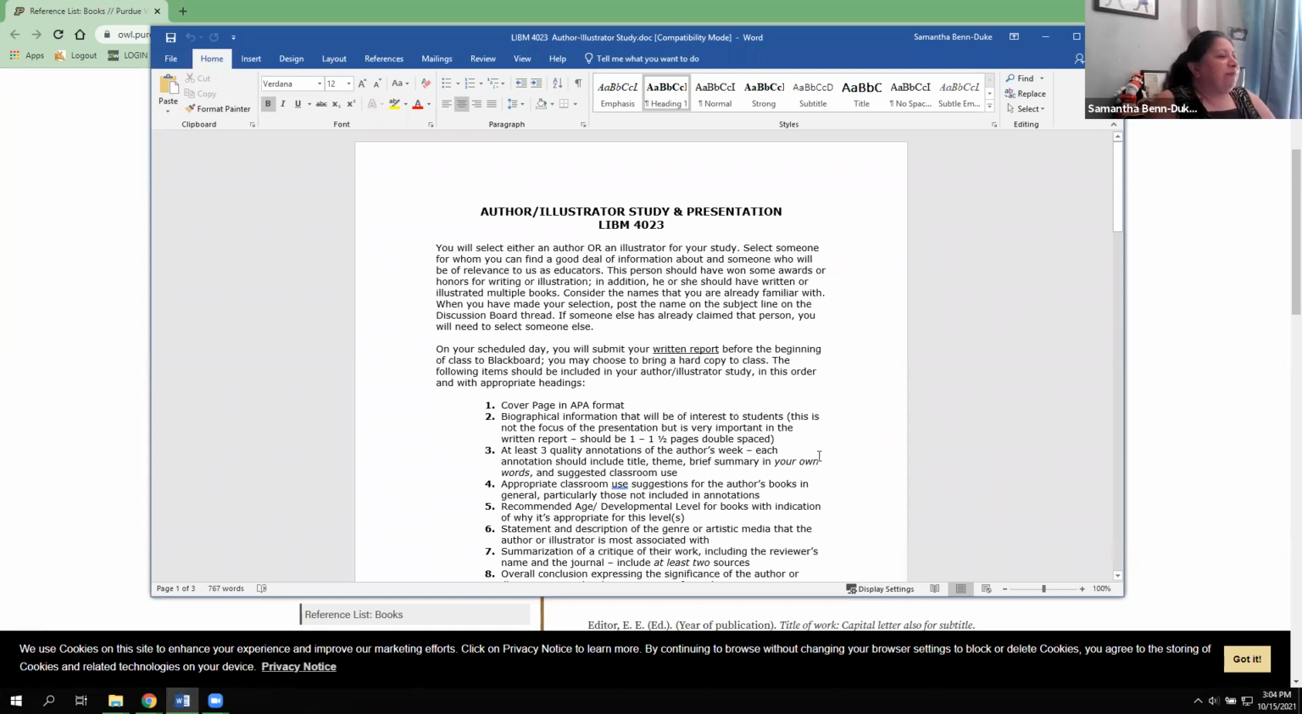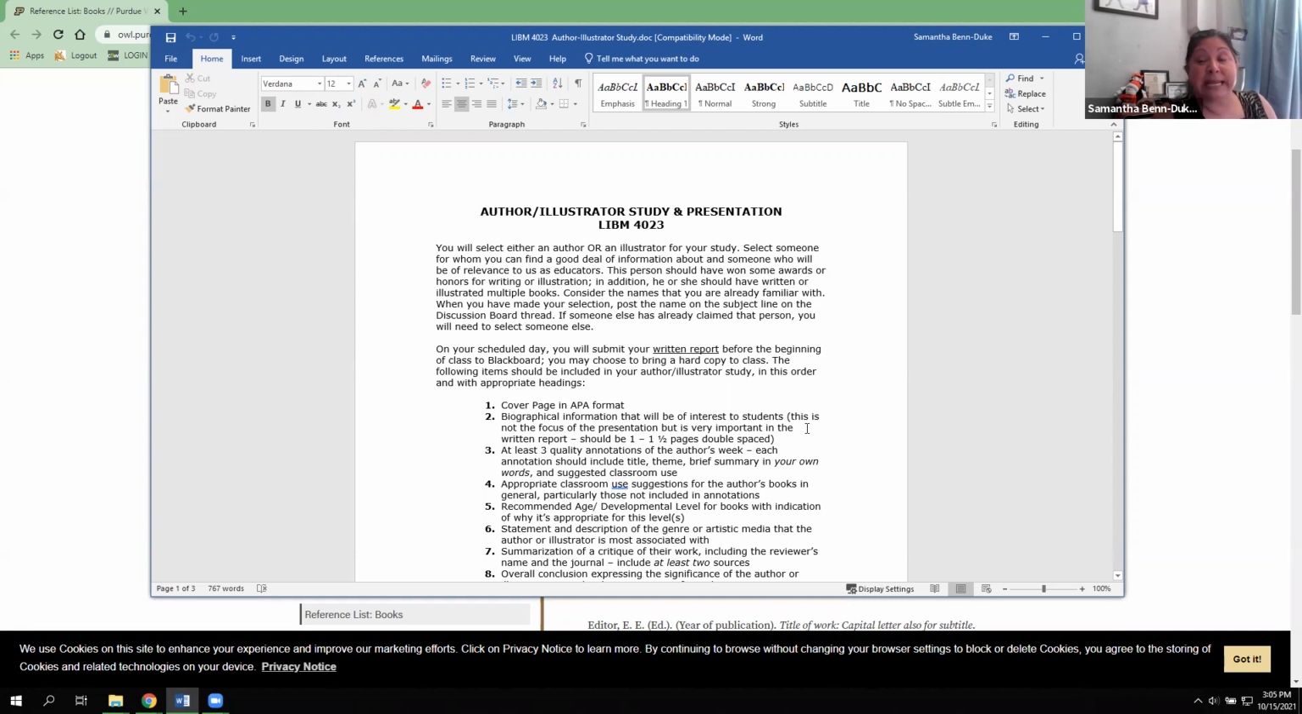So the biographical information is going to be important to the written part of your report, but not as much to the presentation that you're going to give. Because what you're going to share with the students in the presentation is going to be what is specifically important to us as educators. What do we want to know about this author or illustrator? How can we use these books in the classroom? So for the written report, make sure that you have covered this biographical information well.